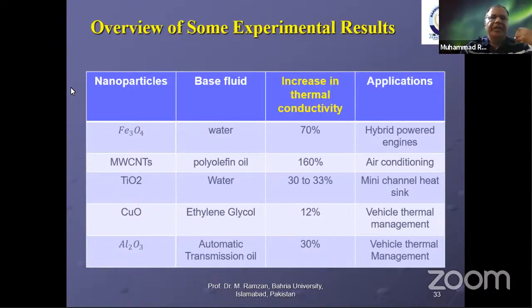Now, an overview of some experiment results. These are the nanoparticles, the base fluid, the increase in thermal conductivity, and the application where they are used. You can see ferrous oxide mixed with water increases the thermal conductivity by 70%, and it is used in hybrid power engines. Similarly, multiple carbon nanotubes added to olefin oil increase the thermal conductivity by 160%, and are used in the air conditioning process. Then titanium oxide with water increases the thermal conductivity by 30 to 33%, and it is used in heat sinks.